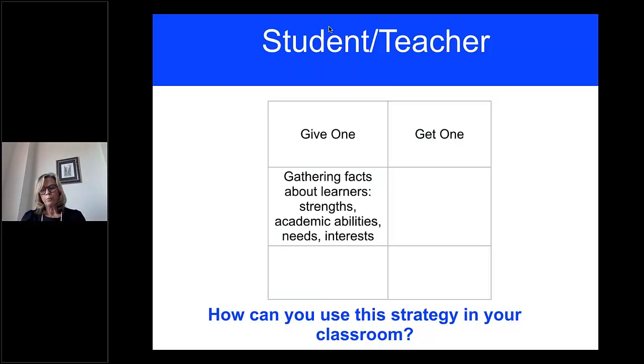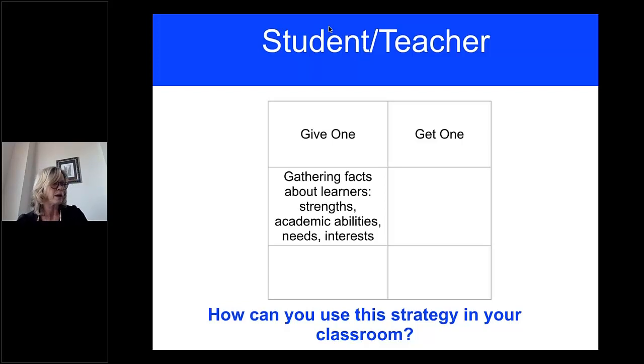A non-negotiable prerequisite for engagement is an intensive effort to connect with learners. And the only way that we can do that is to really know the learners, gathering facts about your learners: their strengths, their academic abilities, their needs, their interests, their hobbies, their weaknesses. I just hate to put weaknesses on here. And the more we know about them, the more we can plan for instruction so students can all have access to their curriculum. And so I also wanted to share this give one, get one strategy with you.